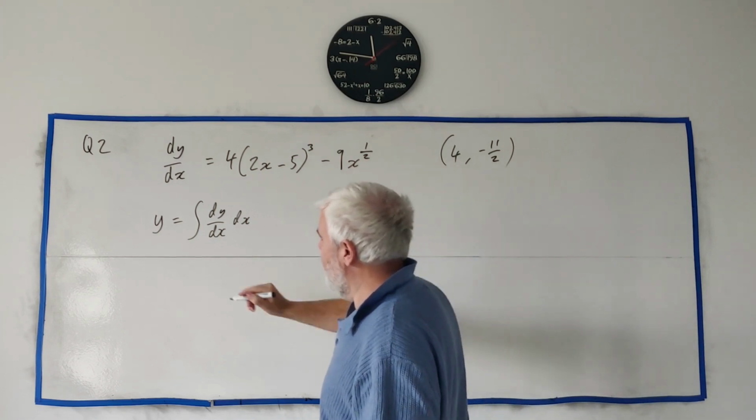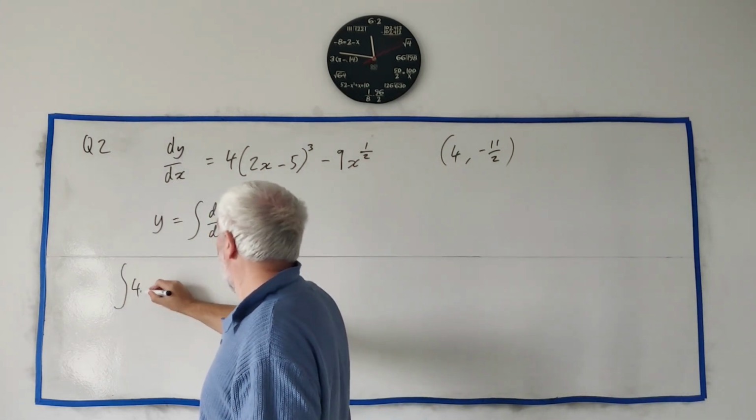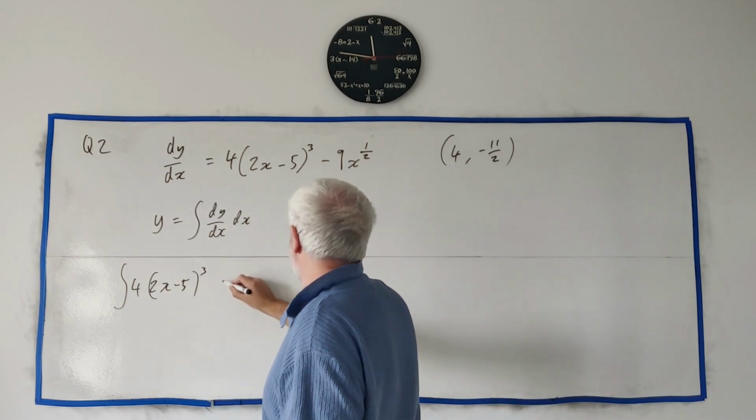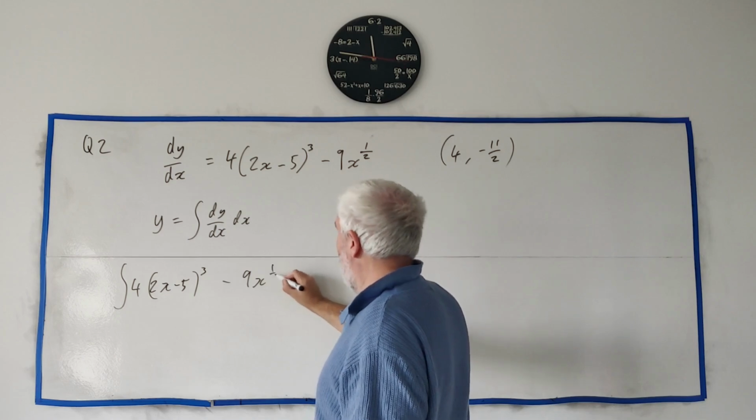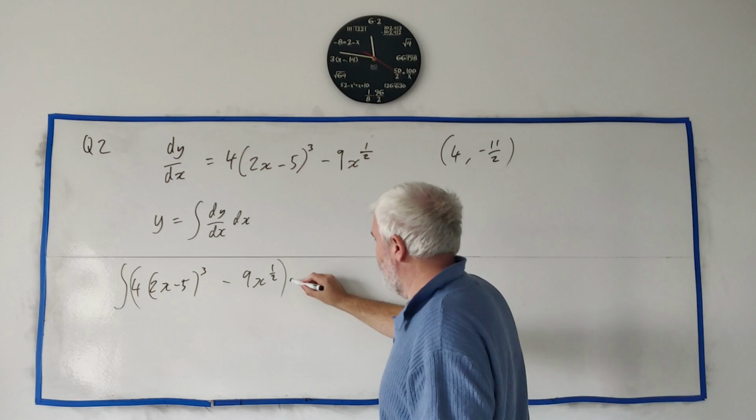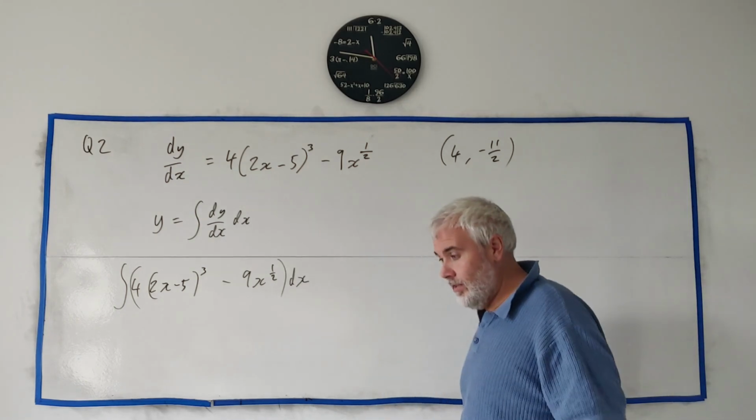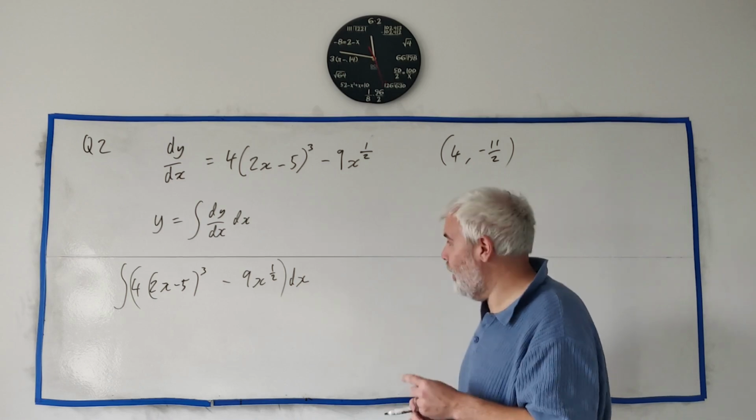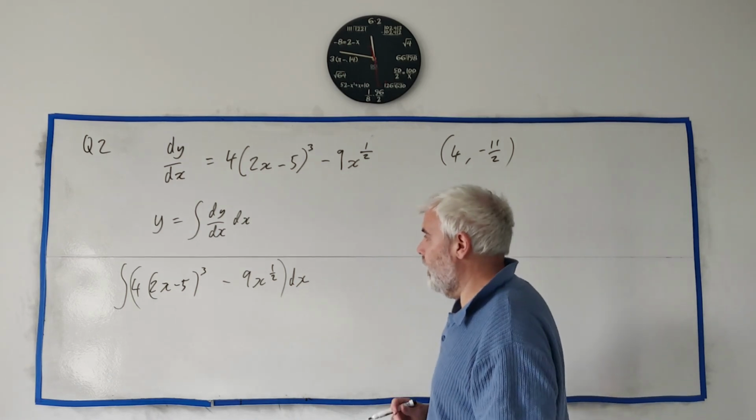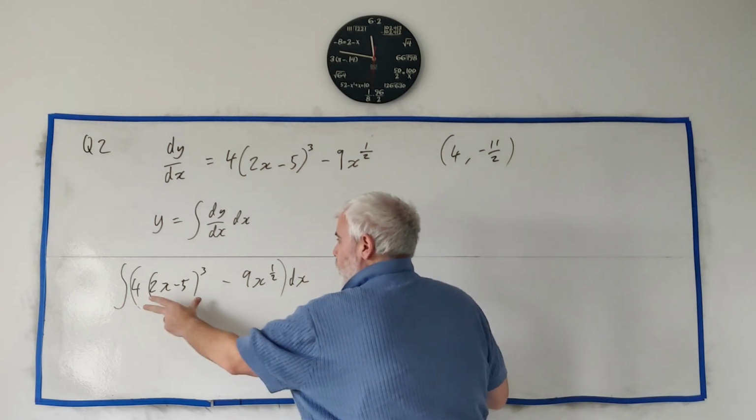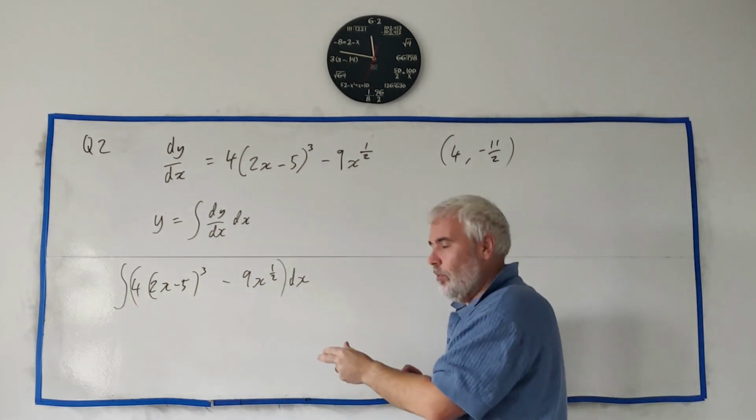So what we want to do here is integrate all of this. So let me write that out. The integral of 4 times (2x minus 5) to the power of 3 minus 9x to the power of a half, and all of this is with respect to dx. This is what they're asking us to do. Integration is not too bad in some respects. We can do terms separately. So we have 2 terms here. We can do the first one, then the second one. The second one's not actually too bad.